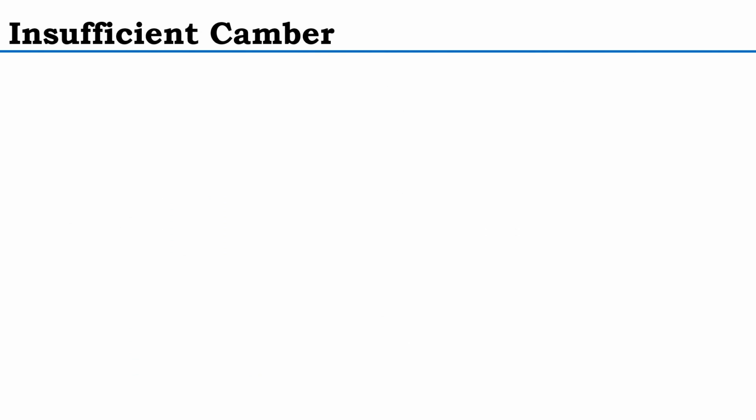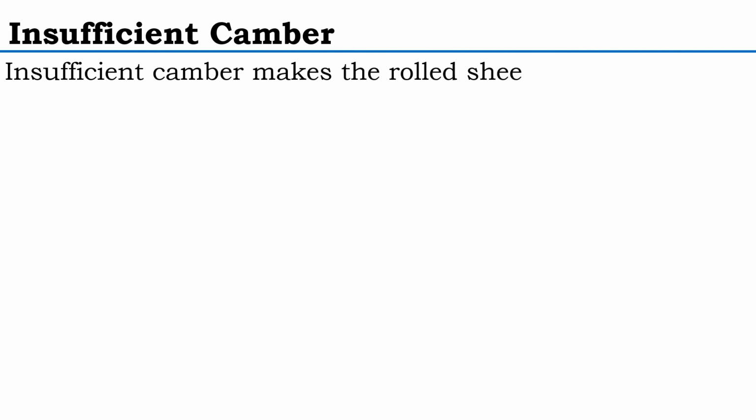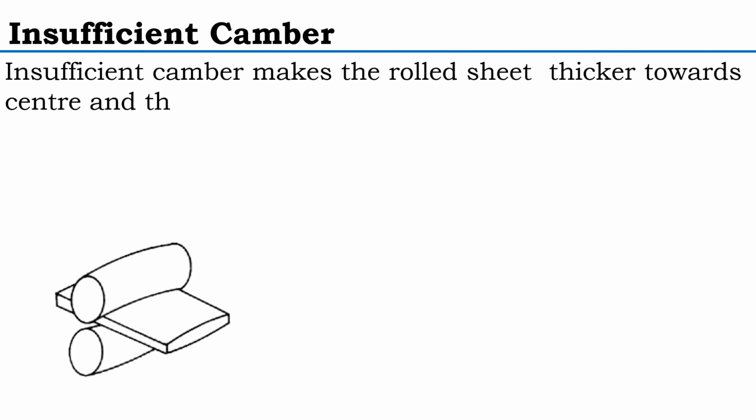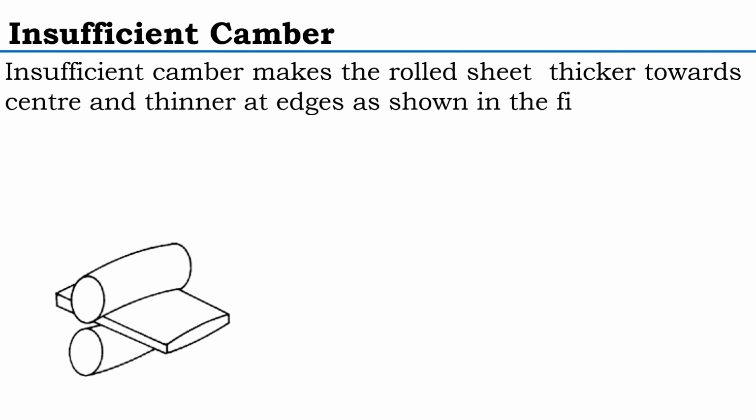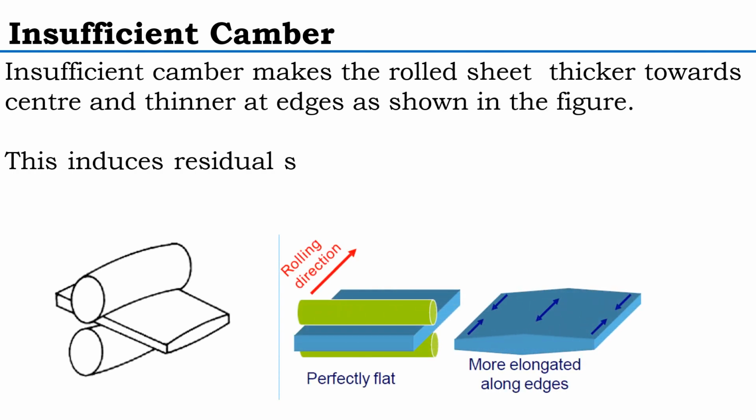Insufficient camber. Insufficient camber makes the rolled sheet thicker towards center and thinner at edges as shown in the figure. This induces residual stresses of compression at the edges and tension along the center line of the workpiece.